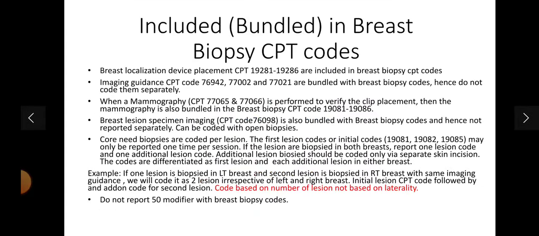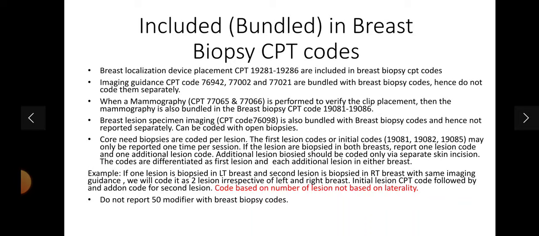One second. Then again, I am showing you here with one example. If one lesion is biopsied in the left breast and the second lesion is biopsied in the right breast, with the same imaging guidance we will code it as two lesions, irrespective of left and right breast. So here it doesn't matter left or right; you will code one initial code followed by the additional lesion code, based on the number of lesions and not on laterality. That is what we have discussed here.